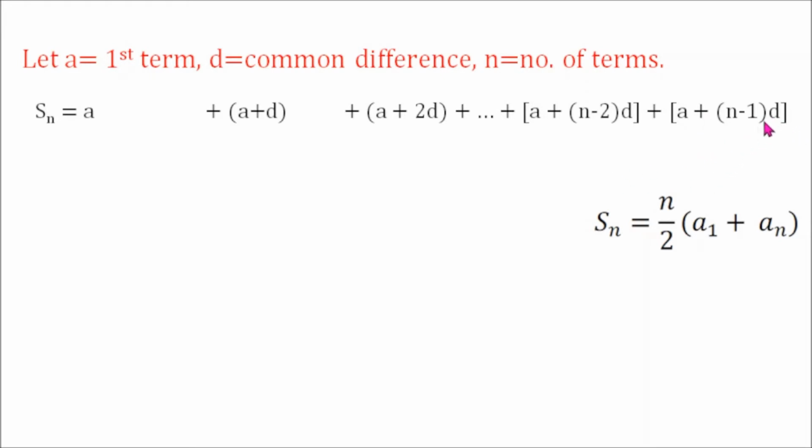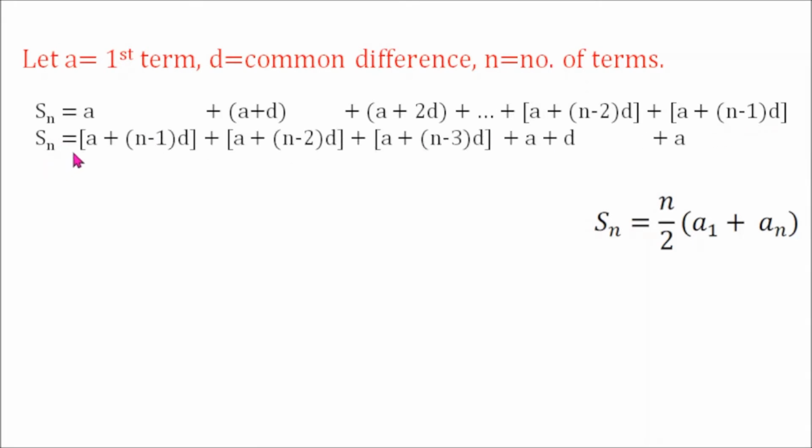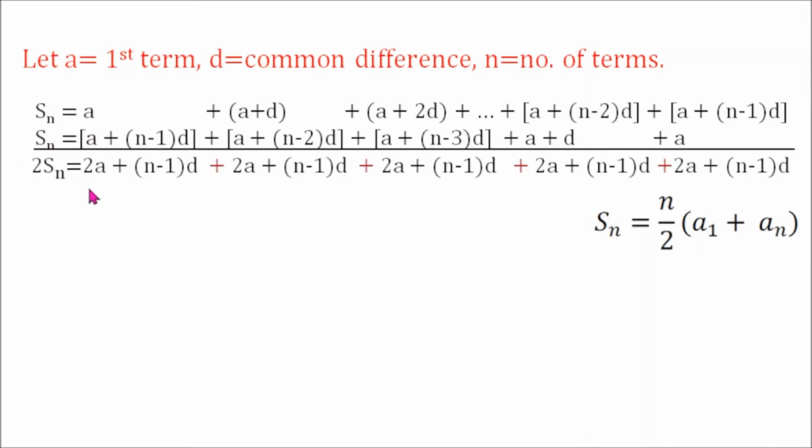Now if we reverse the order, we have S sub n equals a plus the quantity n minus 1 times d. This is the last term, and it becomes our first term here, and so on and so forth, and our last term here is actually the first term of our first equation. Now adding the two equations, S sub n plus S sub n equals 2S sub n. So adding also a plus the quantity n minus 1 times d, this is what we get, 2a plus the quantity n minus 1 times d.